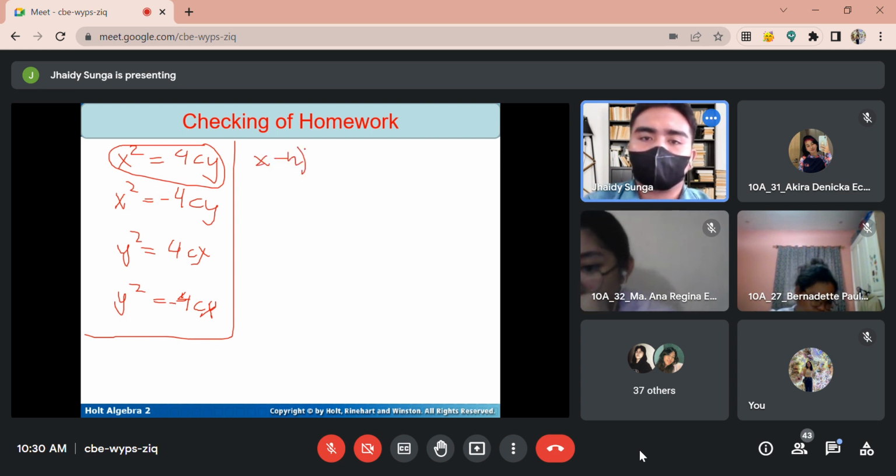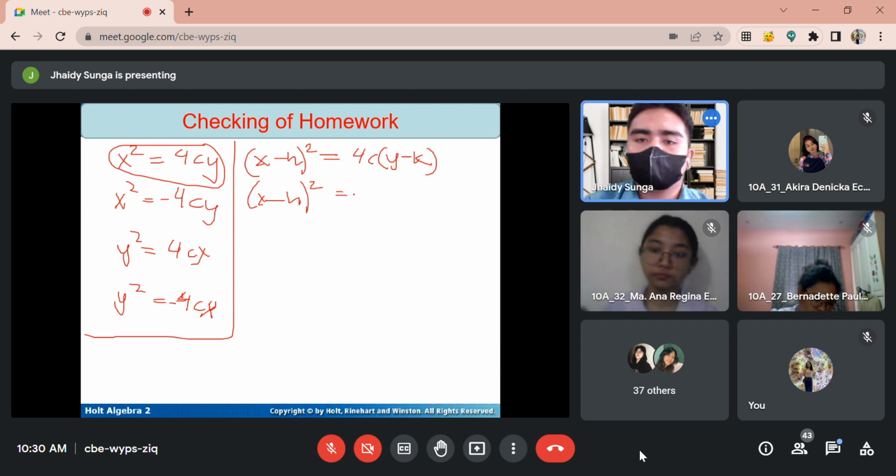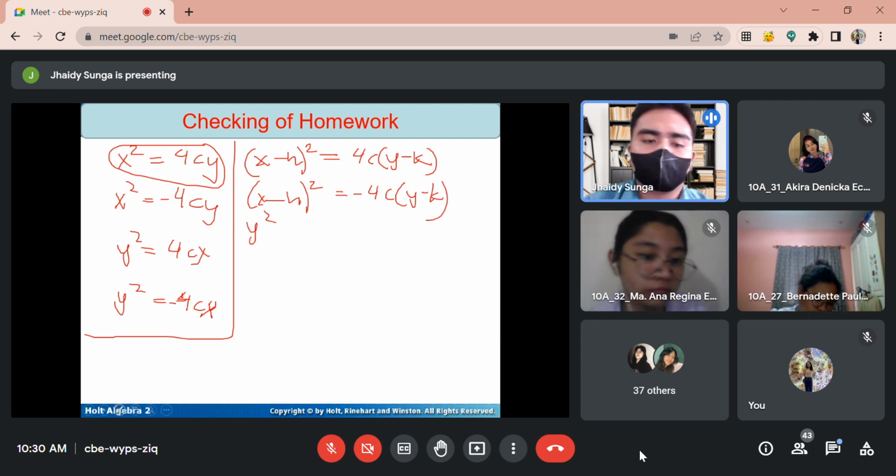just have x minus h squared, okay? Then 4c y minus k. Then same goes. That is just the same. Squared is equal to negative 4c y minus k. And y, I'm sorry, y minus k squared, then equals 4c x minus h.